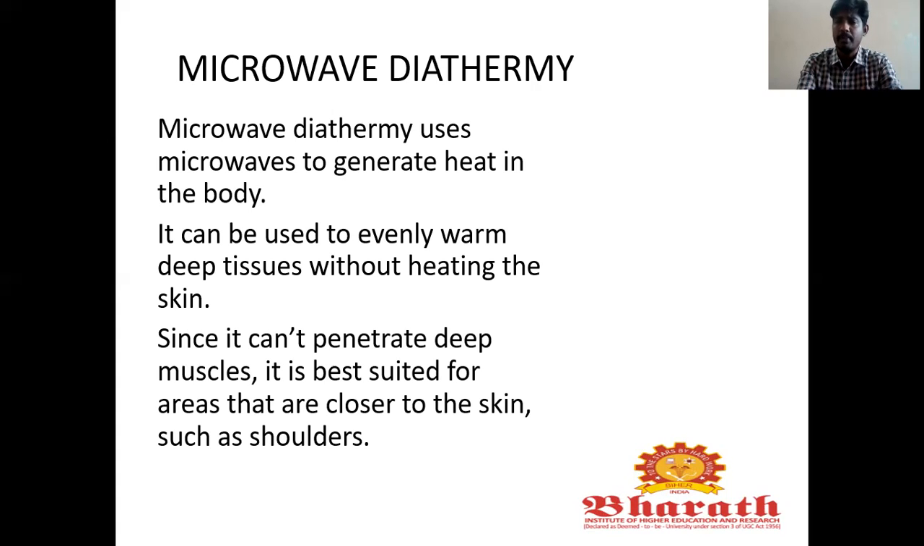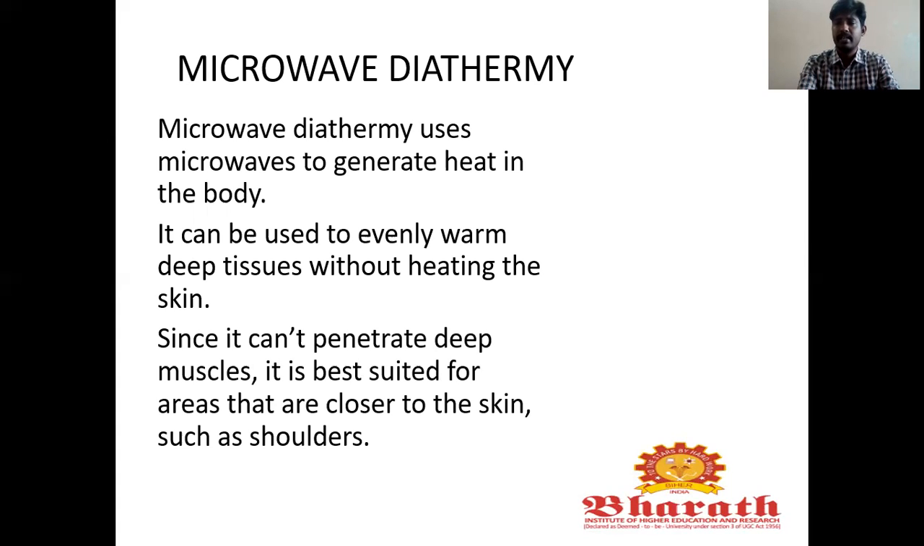In short wave, what happened? Electromagnetic fields generate heat. Based on that heat, we can apply it to the tissue to relieve pain. But in microwave diathermy, we use microwaves to generate heat in the body. It can be used to evenly warm deep tissues without heating the skin.